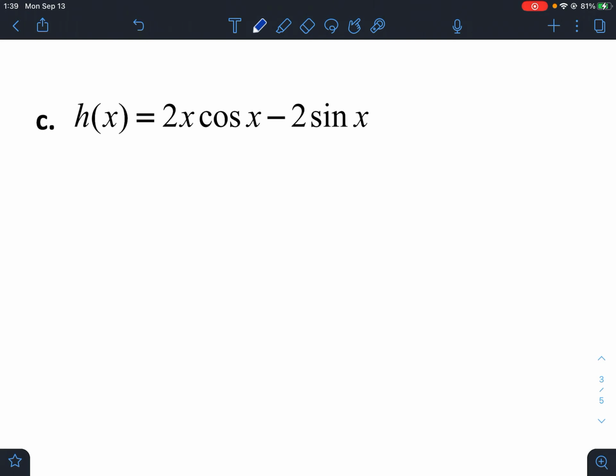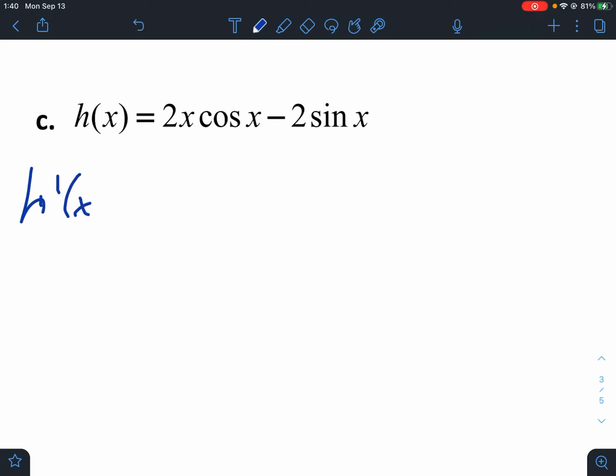Third one. Okay, we see we have a product of 2x and cosine x. In the second term, there's no product here. You might think, well, it's 2 times sin of x. Yeah, it is 2 times sin of x, but remember the 2, we can just use the scalar multiple rule. We don't need to use a product rule on that.